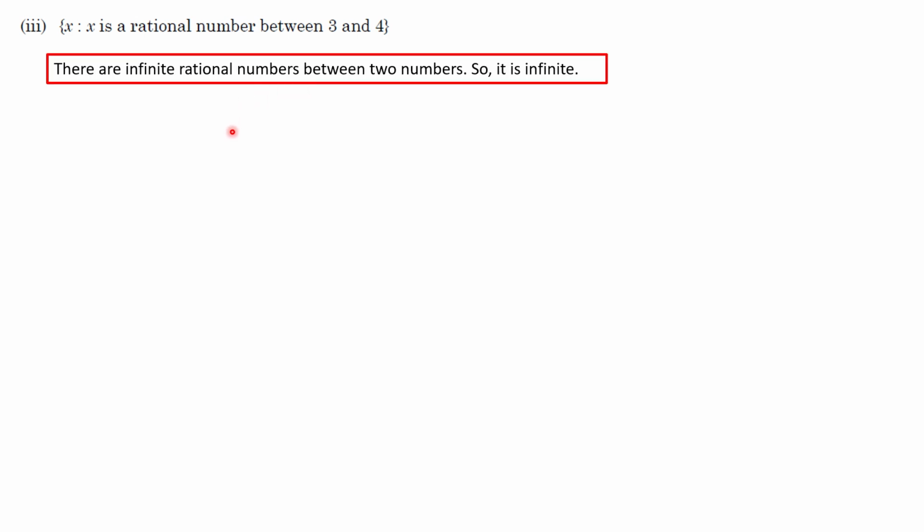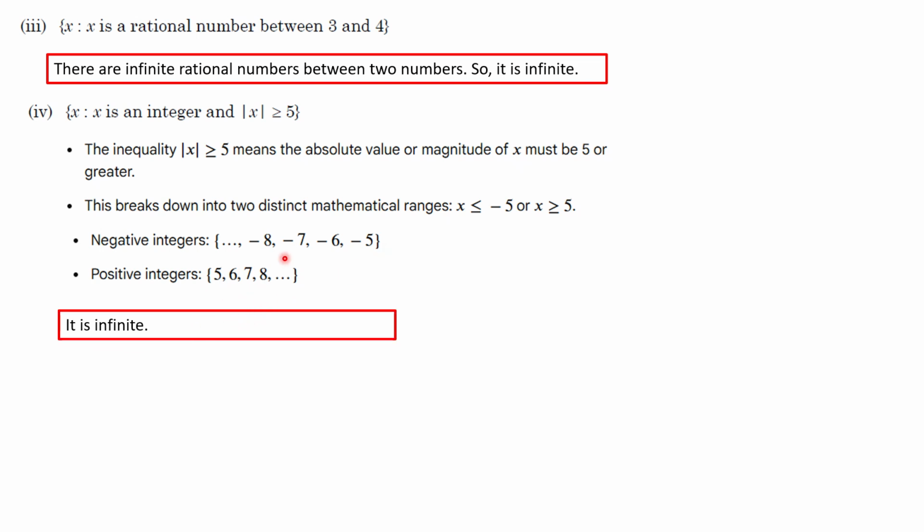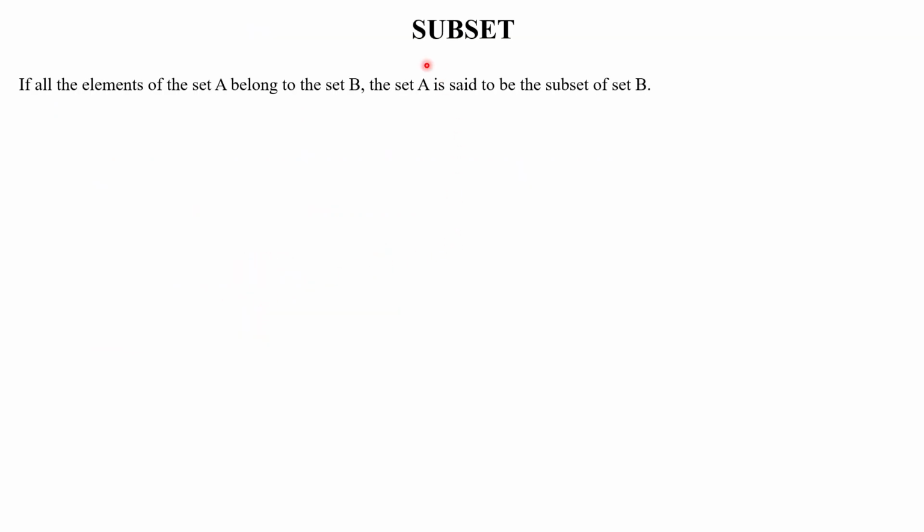Next, x is a rational number between 3 and 4. We already know between any two numbers, you can get infinite rational numbers. So this is infinite. x is an integer and mod of x is greater than or equal to 5. So again, greater than or equal to 5 means x will be less than or equal to minus 5 and greater than or equal to 5. So the members will be infinite.